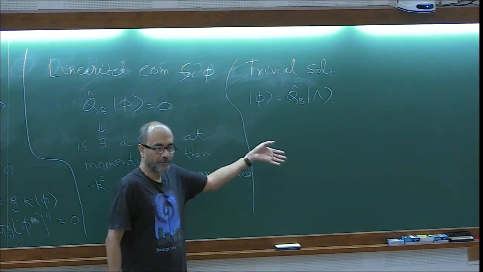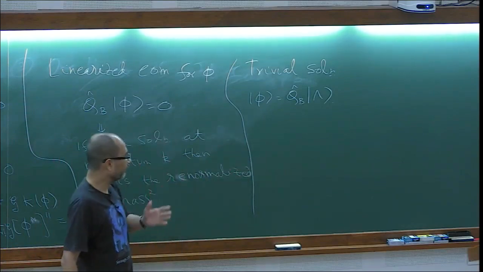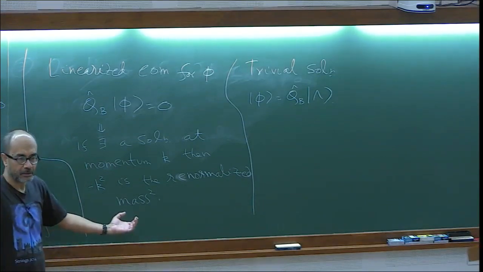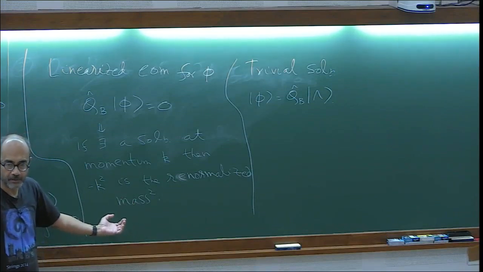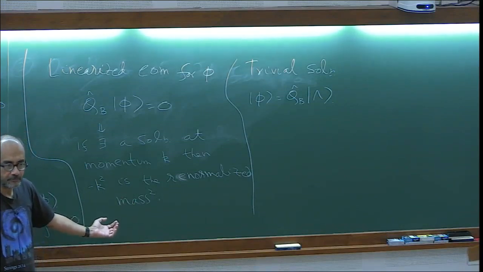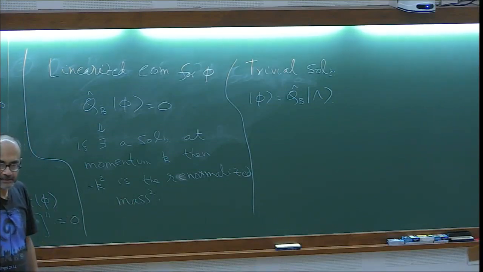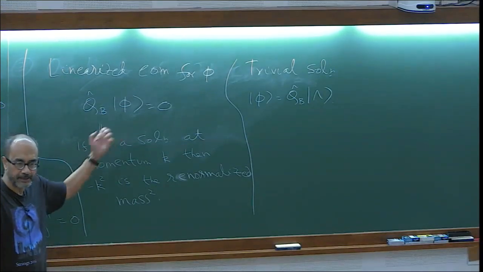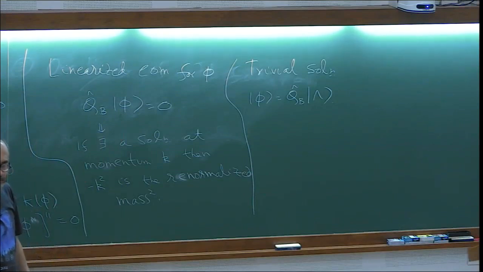Once you have removed those, you will find that the other solutions occur only for specific values of momentum, and then the value of k square, or the value of minus k square, gives the mass square of the physical state, and this is the renormalized mass square. Is that clear? Right? Because this is the linearized equation of motion of the 1PI effective action, where you have already taken into account all the quantum corrections.